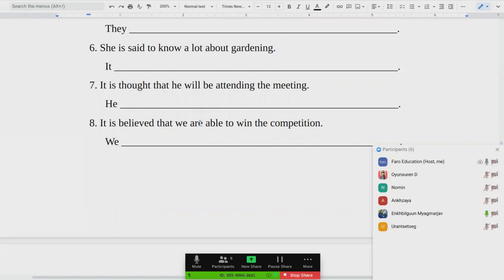7. It is thought that he will be attending the meeting. He is thought to be attending the meeting. Good.